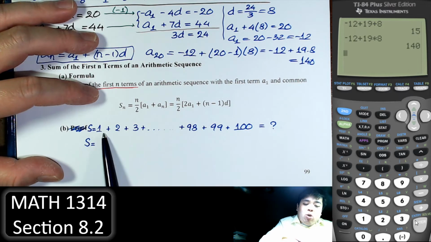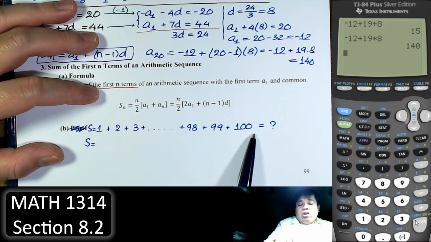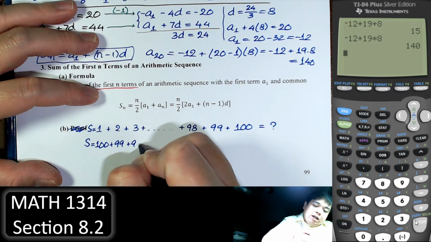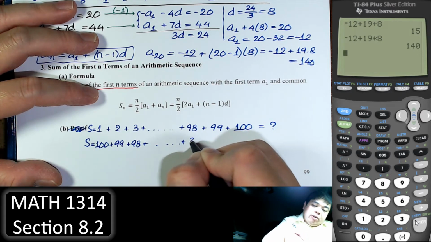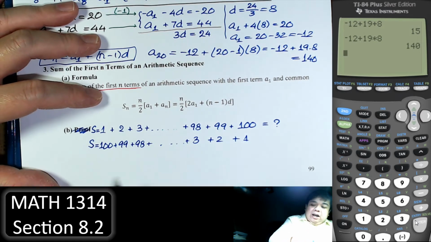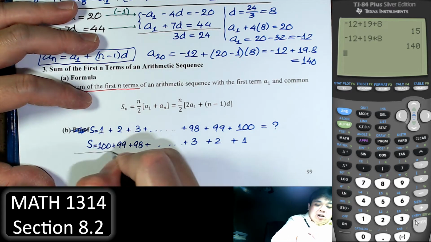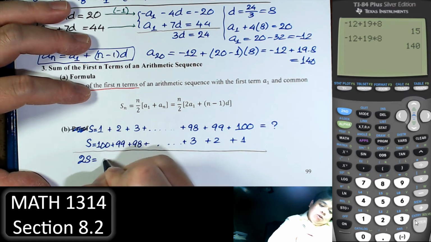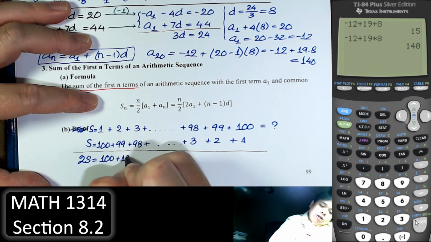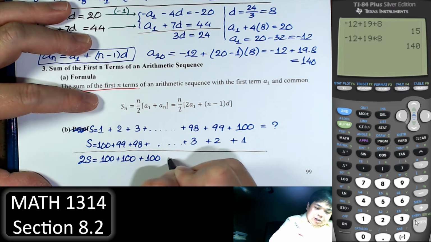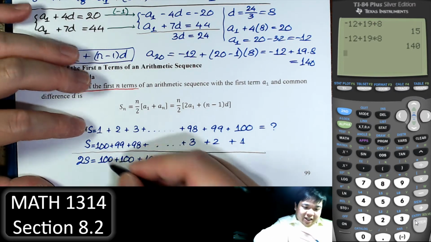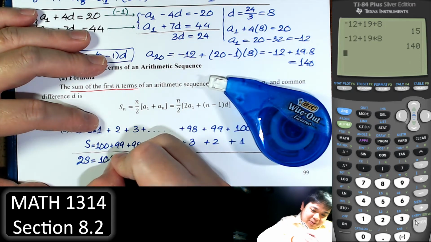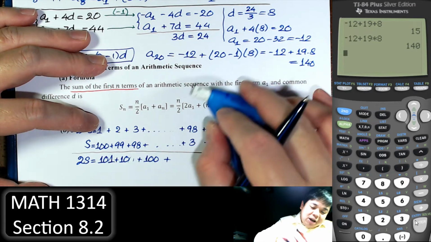So instead of writing from 1 to 100, let's write it in the reverse order. 100, 99, 98. Of course, in reverse order, we have 3, 2, and 1. And when we write like that and we add side by side, 1 plus 100 is 101, 2 plus 99 is 101, and so on. And if we add by column, we have 101.